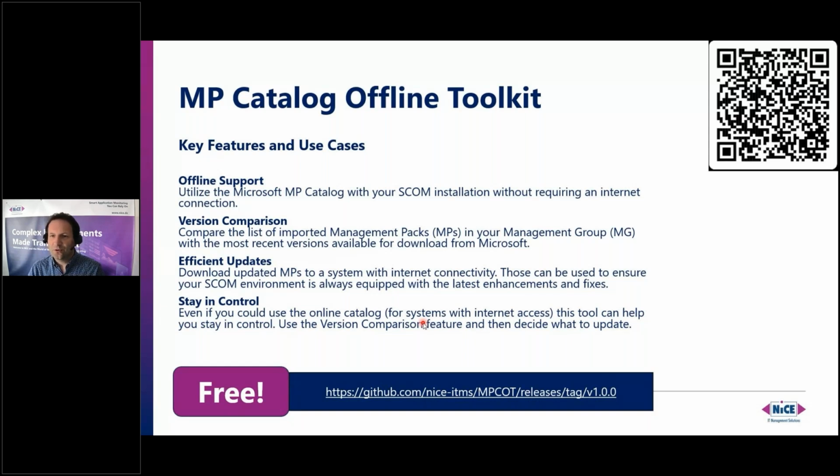But in the end, we want to compare this against the latest versions that are out there in the official Microsoft catalog. This catalog is available via a REST API or a web request, which we can issue and retrieve. The toolkit compares the result from that web endpoint at the Microsoft site against the list of management packs imported in your management group. The first thing it does is compare the versions of the different management packs. Is there a new version? Then yes, you need an update.